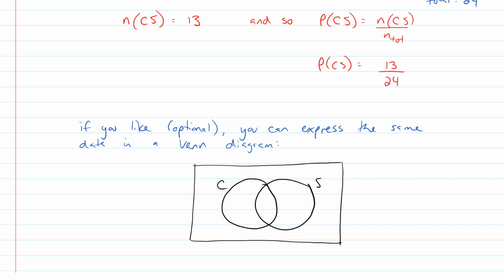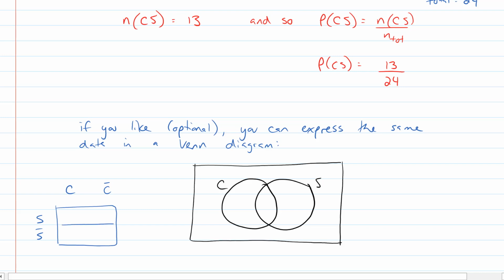If we just replicate, I'm just going to draw our little table over here again so we can refer to it directly. So here's coffee and not coffee, and spicy food and not spicy food. And we had 13, 5, 2, and 4. Then the centerpiece here, the overlap, would be the people who like coffee and spicy food, and so that would be 13.